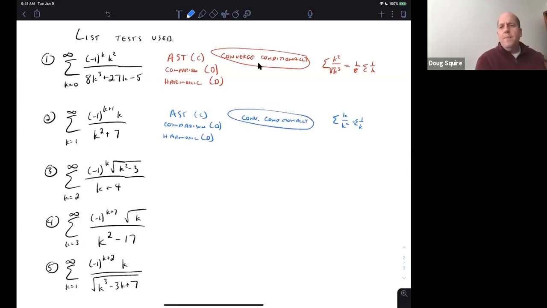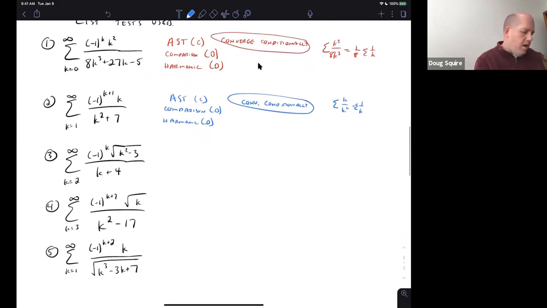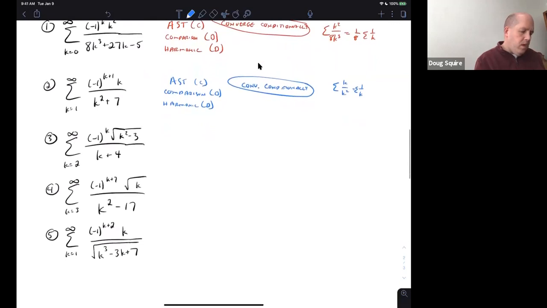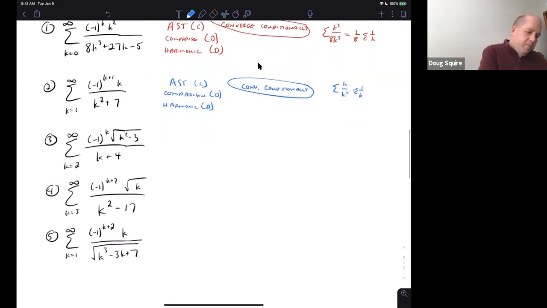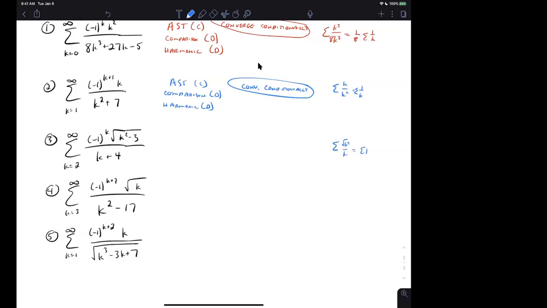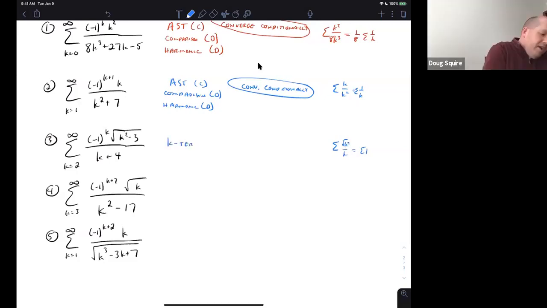Any questions on why, or any questions on how to figure that out? All right. On number 3, if you get over to this point, we're going to get the square root of k squared over k, which is actually the sum of just 1 because it cancels completely. So what happens when we get that? The k-th term test applies. Yeah. So this is the k-th term test, or the test for divergence, and the answer is diverges. Does that make sense to everybody?